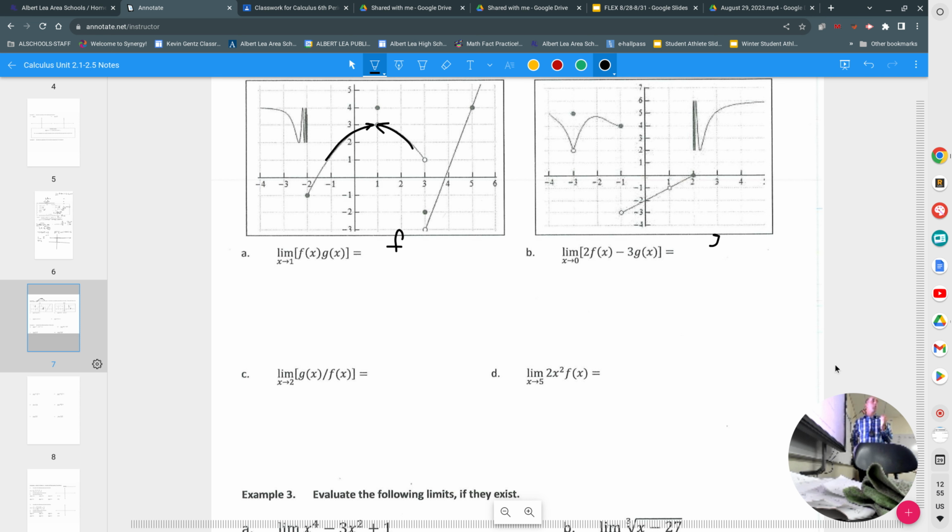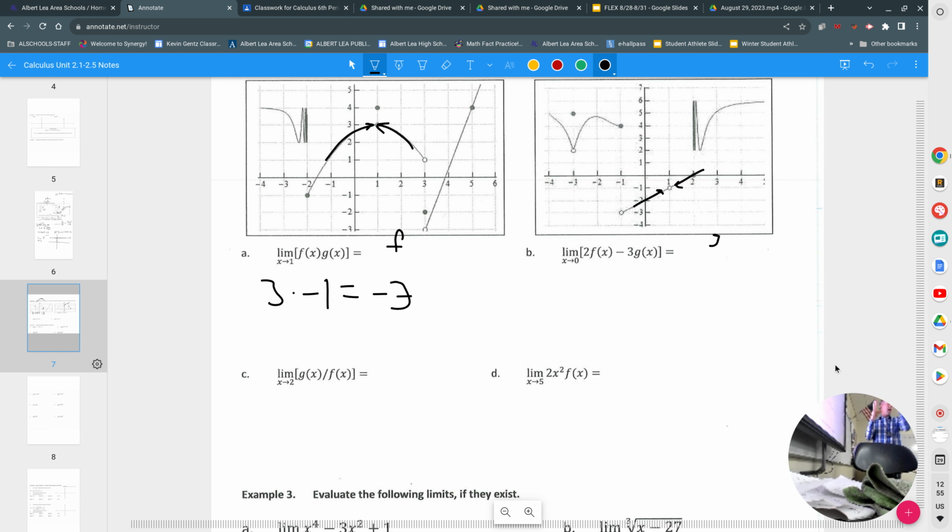Is it 3 or is it 4? It is definitely 3. 4 is the value of the function. That is not the limit. Somebody asked yesterday, what is a limit? The limit is not the function value. The limit is what the output is approaching. It's what it's getting very, very, very close to. And notice that these values are getting very close to 3. Okay? Now we do g of x. As we approach 1, what's the output approaching? Negative 1. So this will produce negative 3.